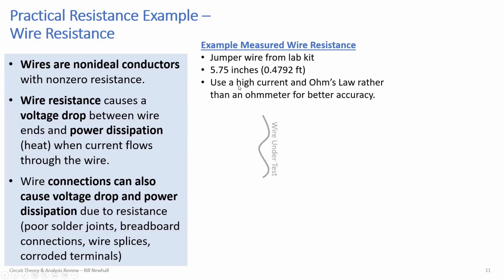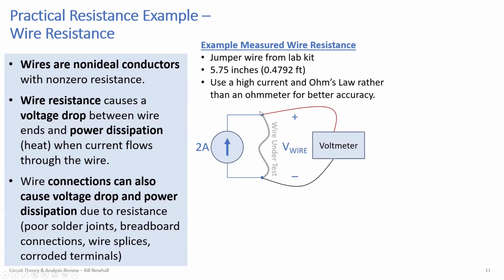Well, what you can do is you can use high current and Ohm's law rather than an ohm meter for better accuracy. Ohm meters often are not very accurate at the sub 1 ohm level. So what I did is I connected a 2 amp current source, just used a power supply, and measured this wire under test. And then I took a voltmeter and I measured the voltage at the ends of the wire.